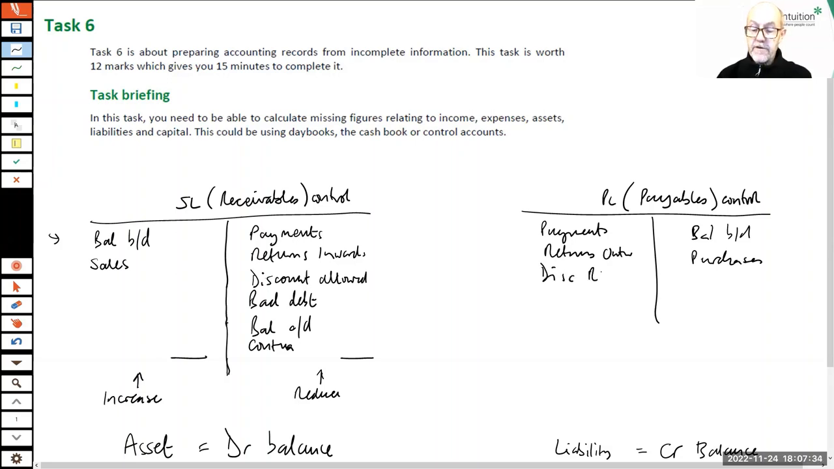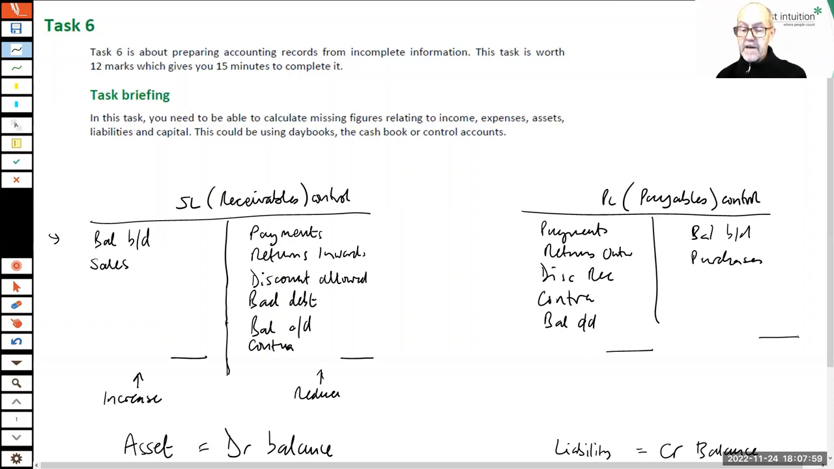discounts received. We can't really put bad debts. It'd be nice if we could make a provision for unpaid payables, but we're not allowed to do that. But contras, of course, equally apply, same effect. And our closing balance will go in on that side, ready to be a credit in the next period.